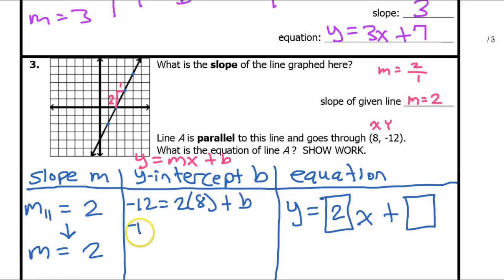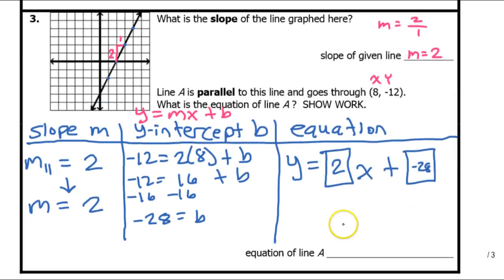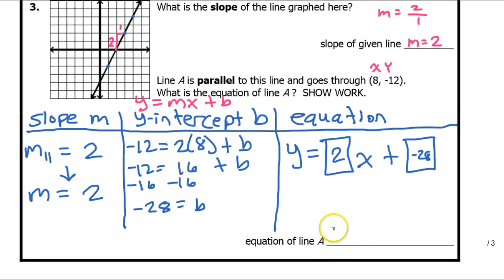So that's going to be negative 12 is equal to 16 plus b. Then subtracting 16 from both sides, we have negative 28 is equal to b. So that's negative 28. That's great. So that means the equation of this line is y equals 2x minus 28. Don't put plus negative 28, just put minus 28.